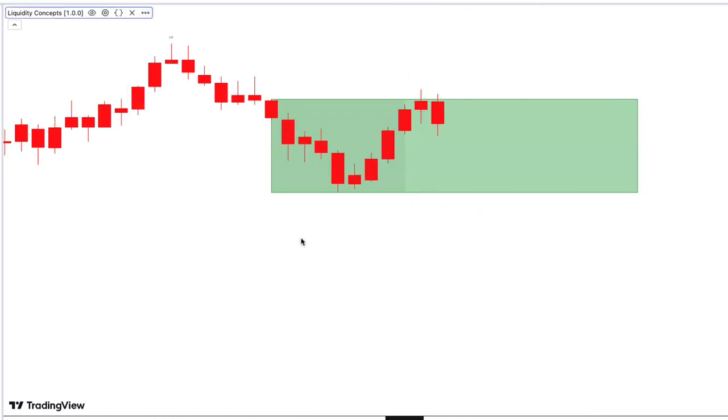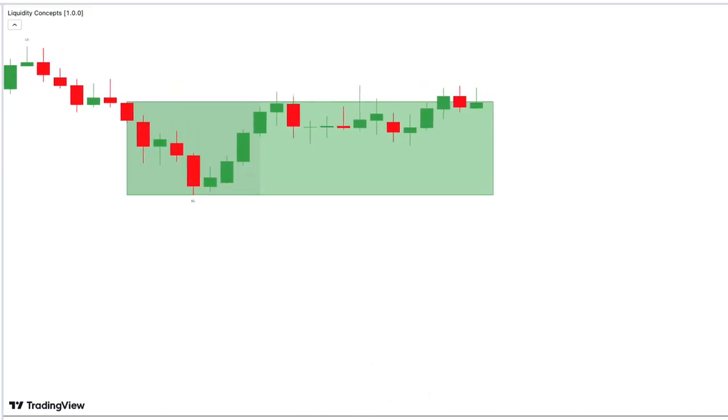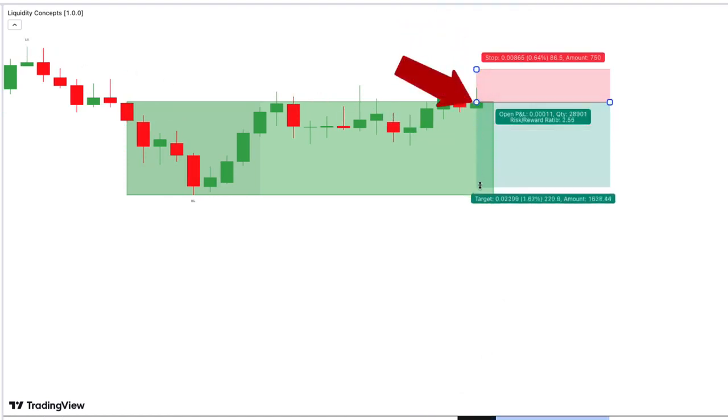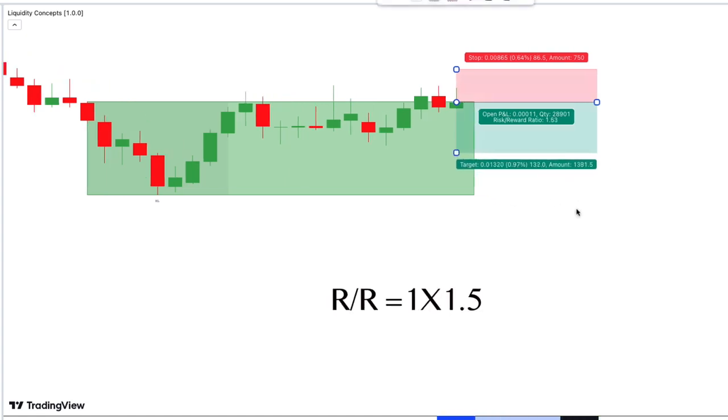Do not open a short trade yet. Wait for this zone to be retested first. Open a trade if the market shows signs of selling pressure. Use a pin bar candlestick pattern or the stochastic RSI. Set the stop loss at the recent swing high, and the target at 1.5 times the risk.